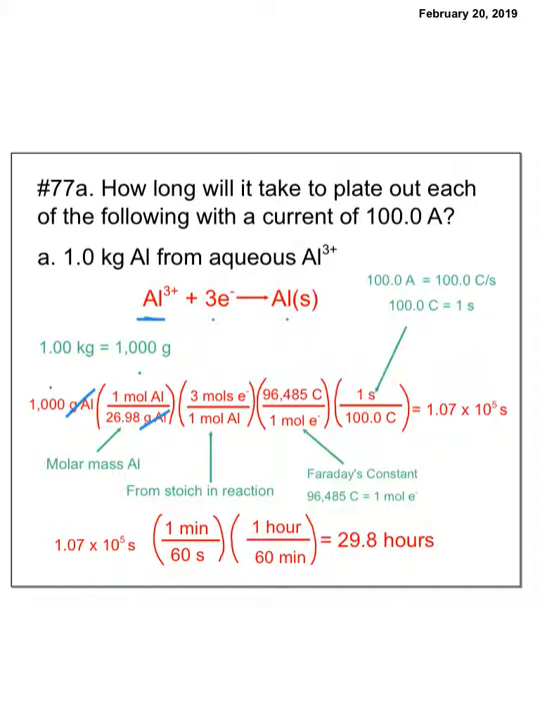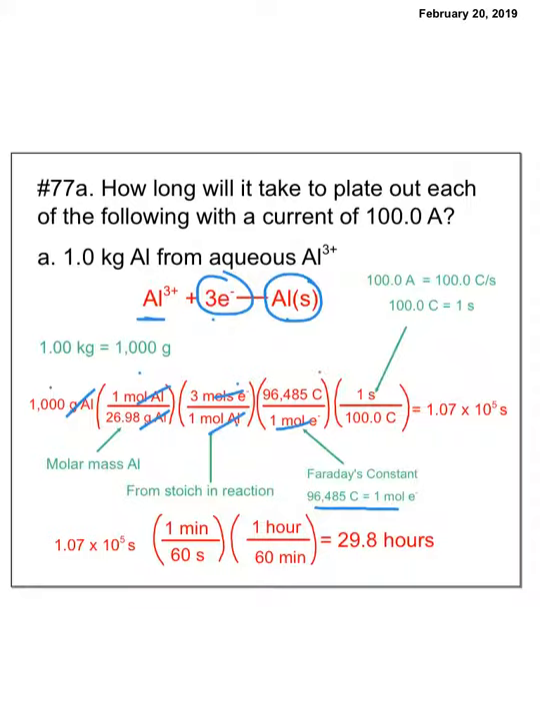Now I'm going to look at the reaction. Well, for every 1 mole of aluminum, I need 3 moles of electrons. So that's here, 1 mole of aluminum is 3 moles of electrons, so my moles of aluminum cancel. Again, if we stopped here, our answer would be in moles of electrons. Now I'm going to use Faraday's constant, which is 96,485 coulombs per 1 mole. I put 1 mole on the bottom for this problem because I want moles of electrons to cancel, and 96,485 coulombs on top. So that way moles of electrons is gone. So if we stopped right now, our answer would be in coulombs.